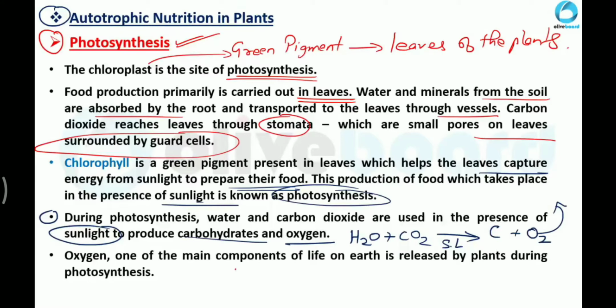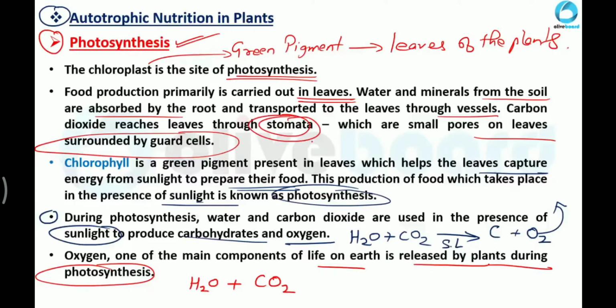Now, oxygen, one of the main components of life on earth, is released by plants during photosynthesis. Obviously, this is the reaction of photosynthesis. Water, which the plant has absorbed with the help of their roots, and carbon dioxide, which reaches the leaves with the help of stomata.